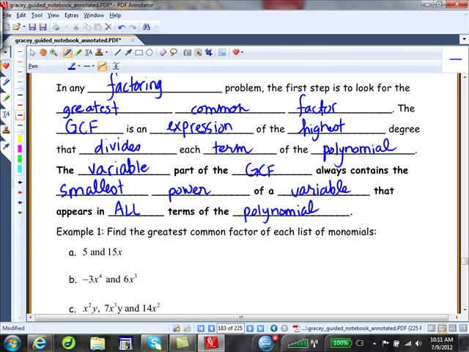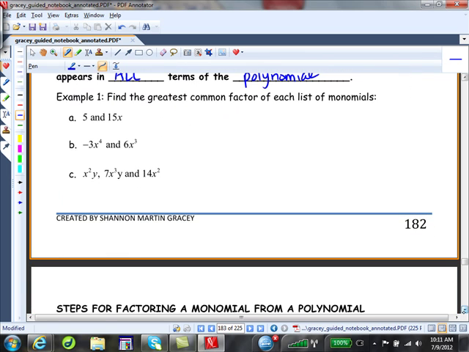Okay, so we're going to start out in the shallow end of the pool. First we're just going to be given two monomials. Notice that we haven't joined them by adding or subtracting them to make them polynomials. And we're going to figure out what is the GCF. Make sure you don't put an equal sign, because we're just identifying the GCF. So here, let's take a look at these.